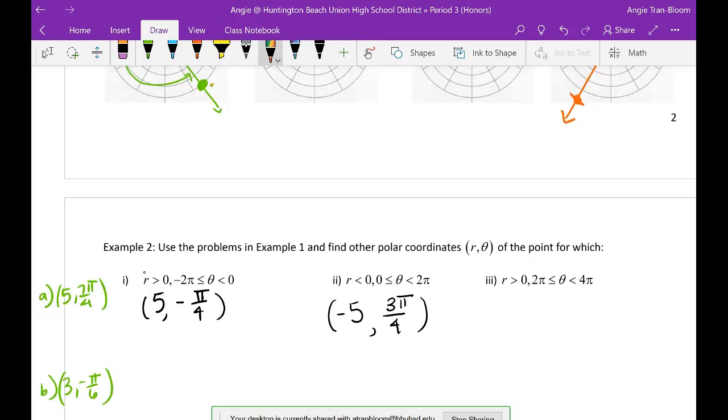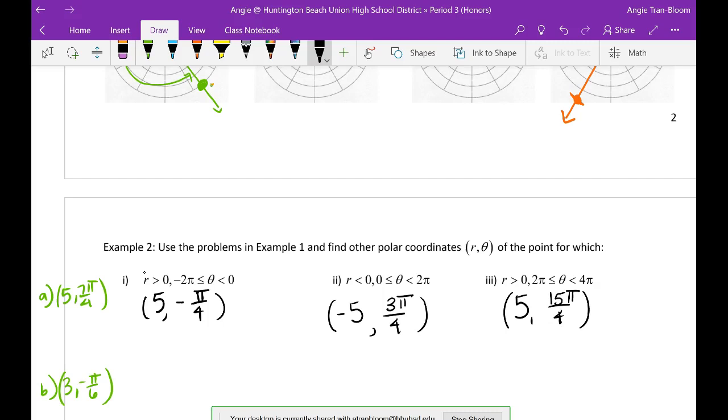All right. 3i. I want a positive radius, and I want theta to be over 1 revolution. How do you get there? Can I do that at 2 pi? Yeah, because isn't this radius already positive? Yes. So what's your final answer? 5 comma 15 pi over 4. Good. Okay.